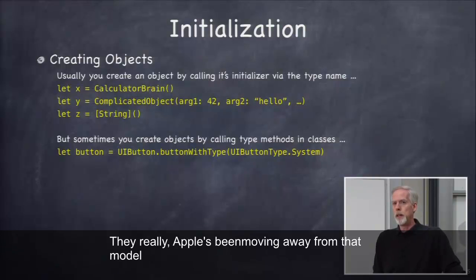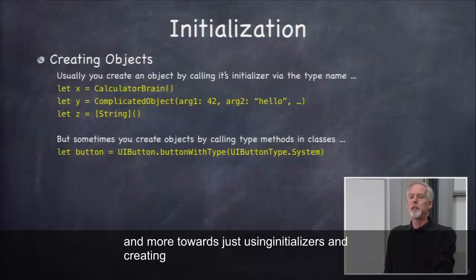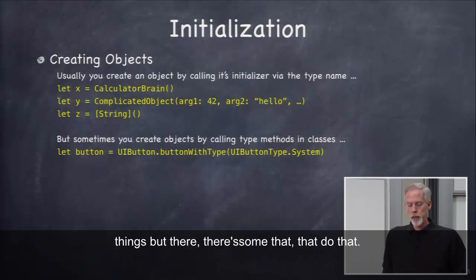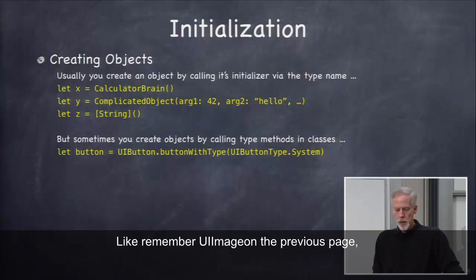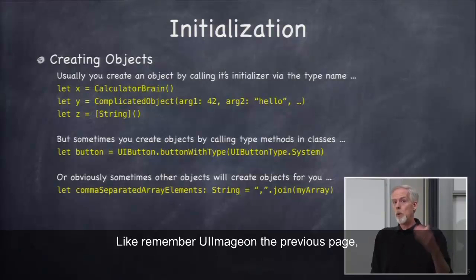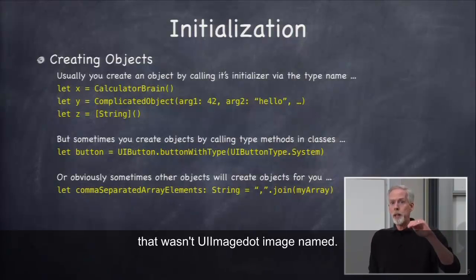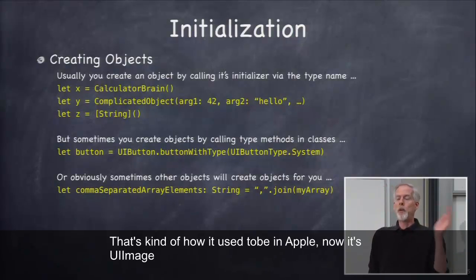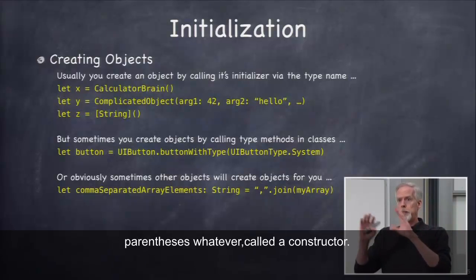Very rarely. Apple's been moving away from that model and more towards just using initializers and creating things. But there's some that do that. Like remember UIImage on the previous page, that wasn't UIImage.image(named:). That's kind of how it used to be in Apple. Now it's UIImage parentheses whatever, call the constructor.